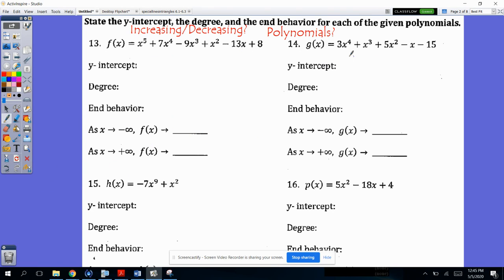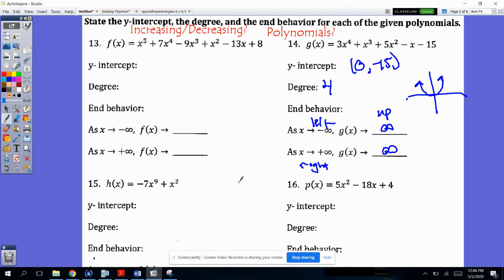Okay, now this guy, the y-intercept is (0, -15). I get that from the constant. The degree is 4, which means it's positive. It's going to be a U-shaped graph. Won't look exactly like that, but ballpark. So this one, as x goes to the left, where is the y going? It's going up. Up is positive infinity. As x goes to the right, positive infinity, where is the y going? It is also going up to positive infinity.